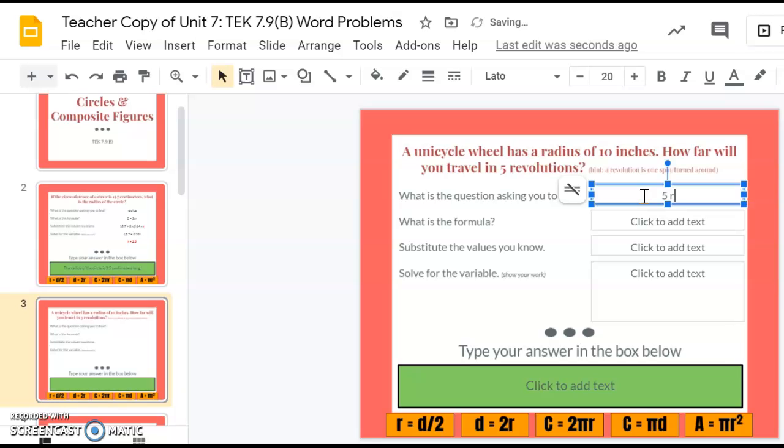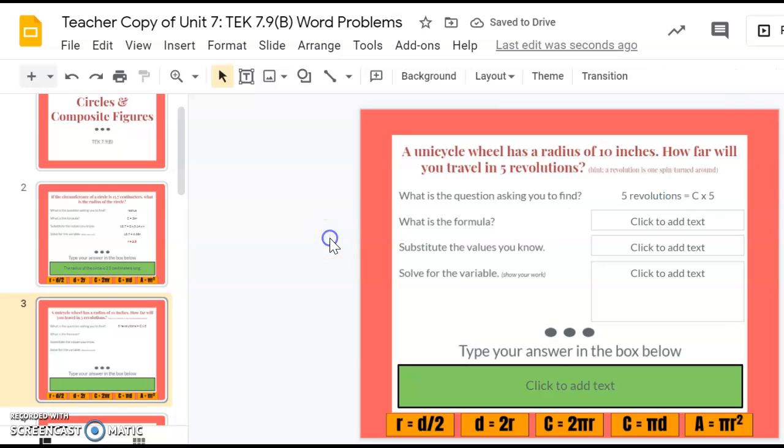5 revolutions. That equals the circumference times 5. That's what that is telling us. So what you actually can put is, let's do it this way so it all fits in this nice little box, C times 5. All right, so that's what I would put right there, 5 revolutions is what it's asking us.